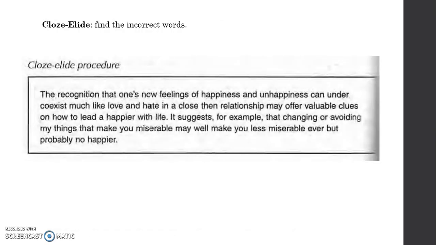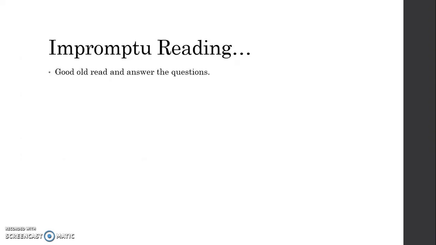A cloze allied is when I have to find the incorrect words. This is a slightly different type of cloze exercise. They have to read through it and circle all the words that are incorrect. Impromptu reading. Here's the good old read and answer the questions.